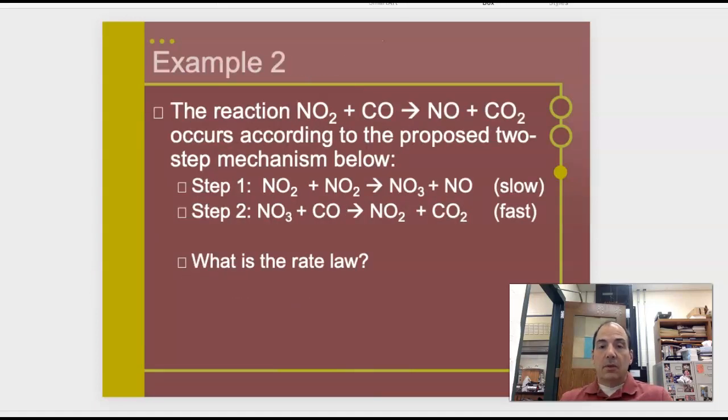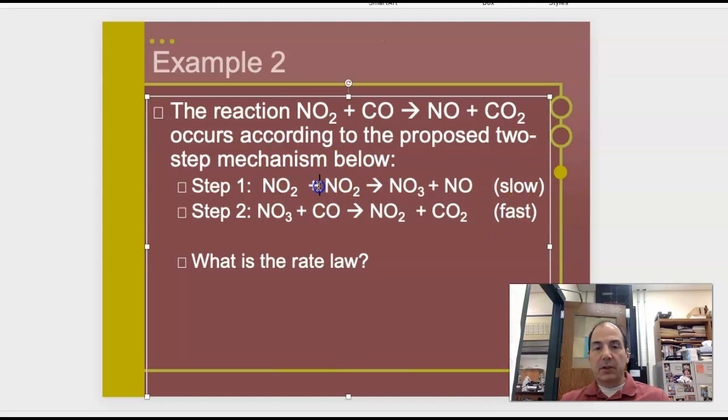Okay. So here's a newer example that we did not talk about. Again, these are all gases. So we have NO2 plus CO making NO and CO2. And again, by coincidence, we're told the first step is the slow step. So it says NO2 plus NO2, but realistically, we could just say it's 2 NO2, right?